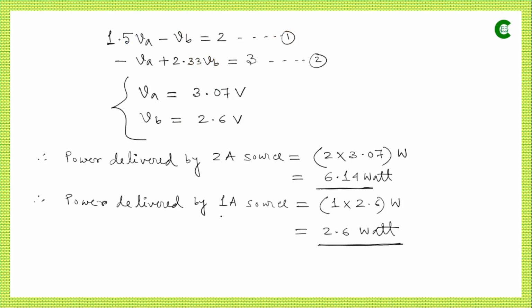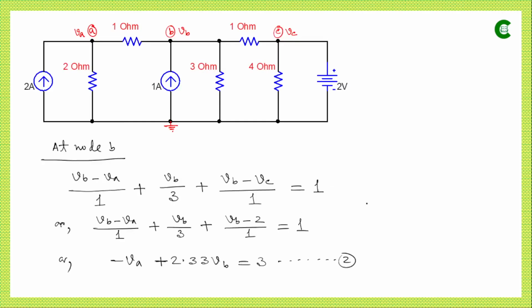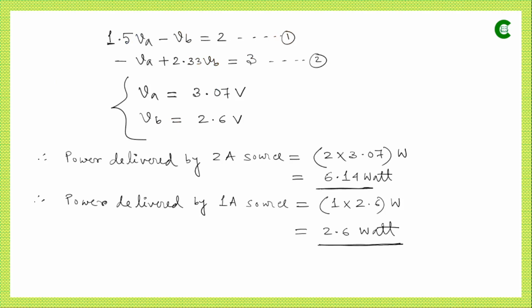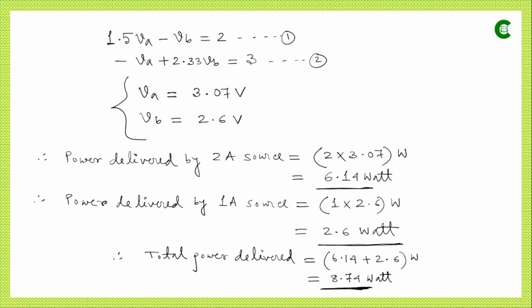Similarly, the power delivered by the 1 ampere source will be 1 into 2.6. Why 1 into 2.6? Because the current value of this current source is 1 ampere, and the voltage drop across this current source is VB minus 0, so VB, and the value of VB we have calculated as 2.6 volt. That means the power delivered by that 1 ampere source will be 2.6 watt. The total power delivered by those 2 current sources will be 8.74 watt.